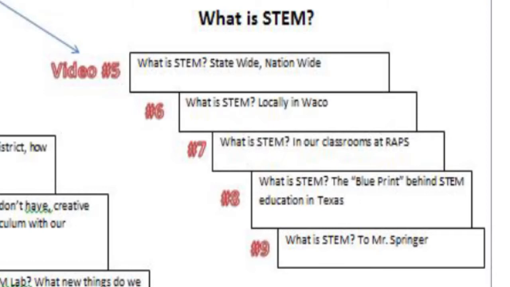In video 5, we'll look at what STEM looks like across the country on a national level, as well as the state level. We'll also look at some of the buzz floating around the community for STEM. In video 6, we'll look specifically at Waco. We'll look at different companies that are very pro-STEM. We'll look at a couple different organizations and how we can really incorporate community into our STEM program.